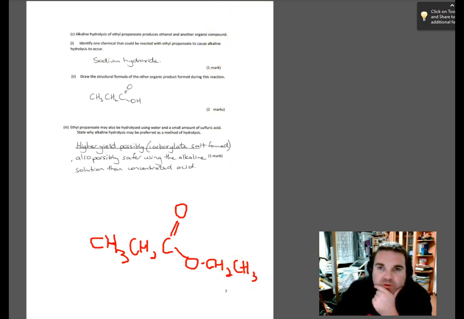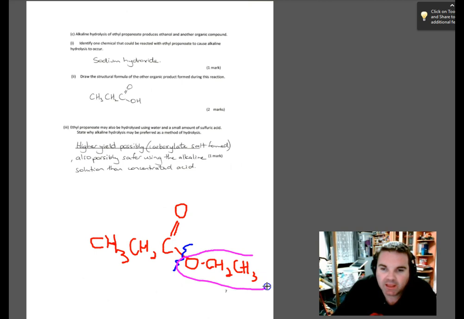What you're doing is you are breaking, in hydrolysis, the carbon-oxygen bond, similar to what we did in the amide earlier. So this bit here, if I go to another colour, this bit here is our ethanol. So what we're looking at for our other organic product is this one here, which is 1, 2, 3 carbons. It's going to be a carboxylic acid.